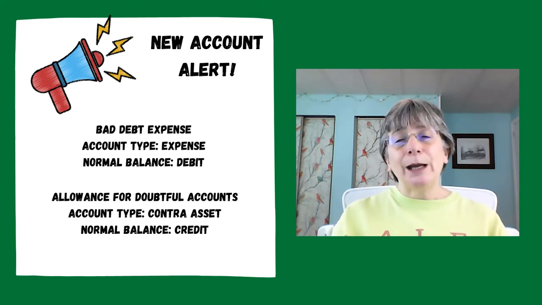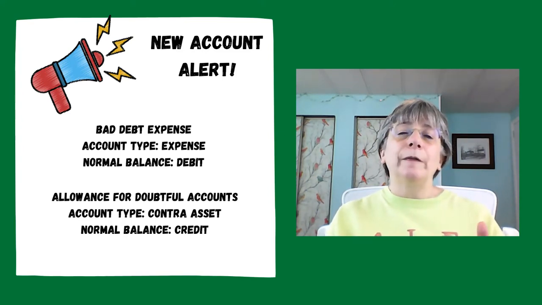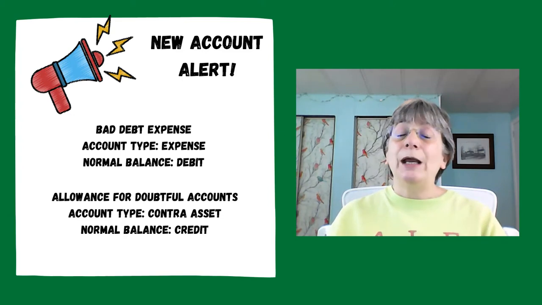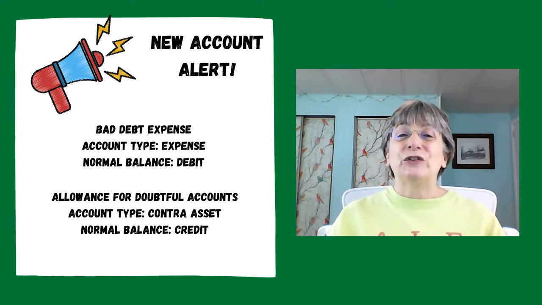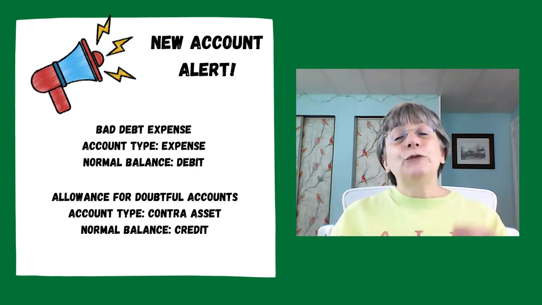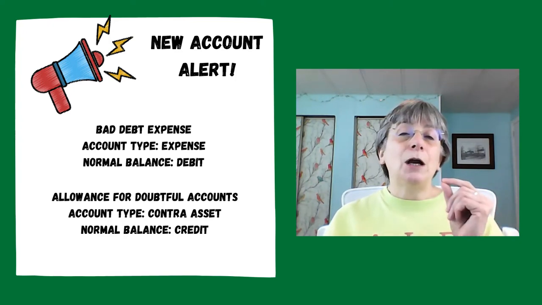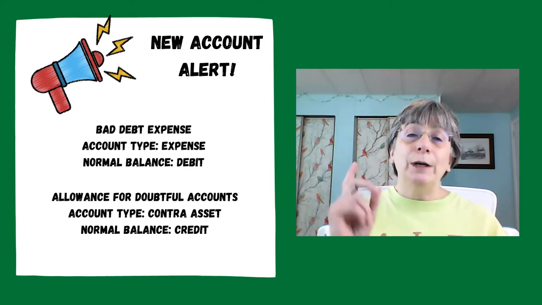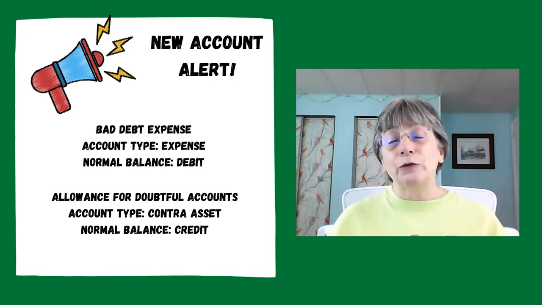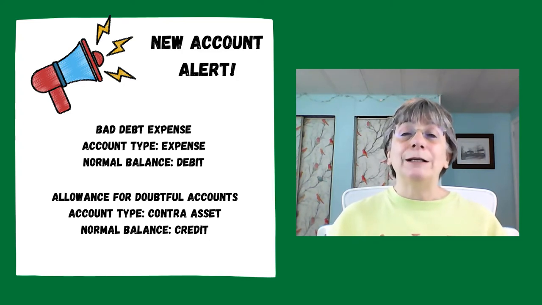The second new account we want to talk about is called the Allowance for Doubtful Accounts, and you may see it called the Allowance for Uncollectible Accounts. It's the same thing, different name. So the account type is a contra asset. I'll put a link for my contra account video up in the cards and also in the description so you can get more in depth on what a contra account is.